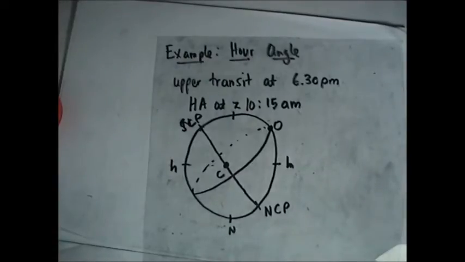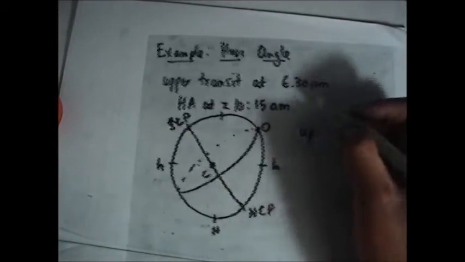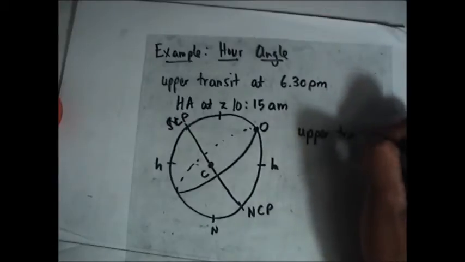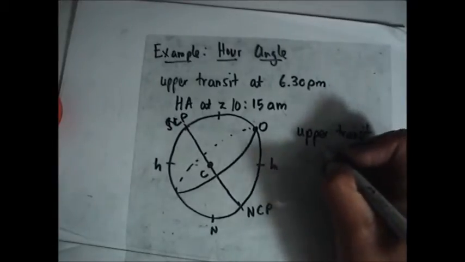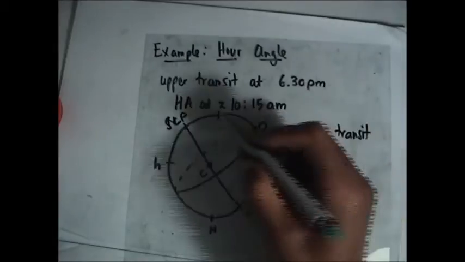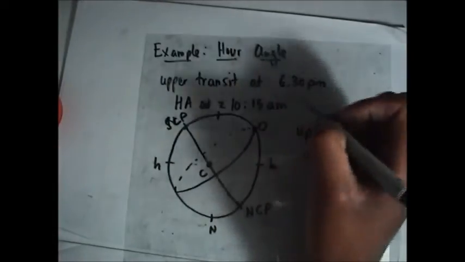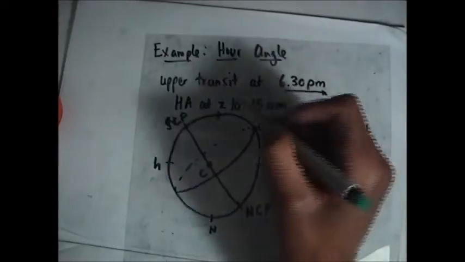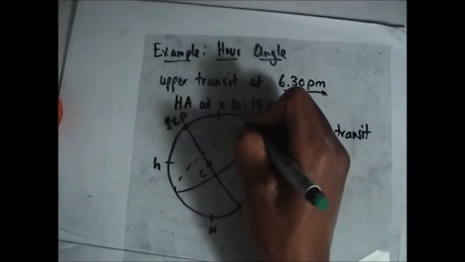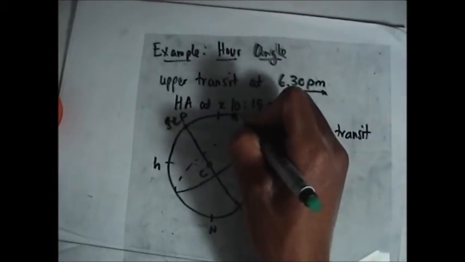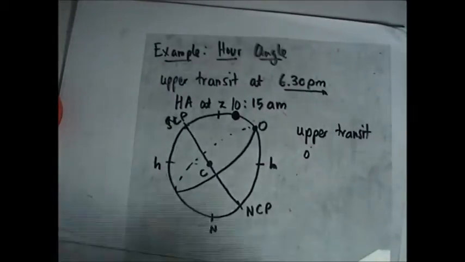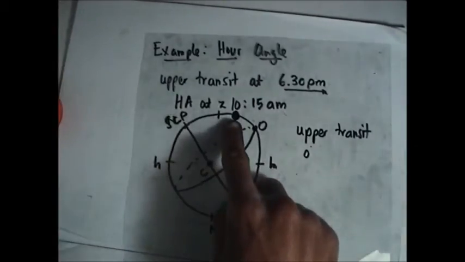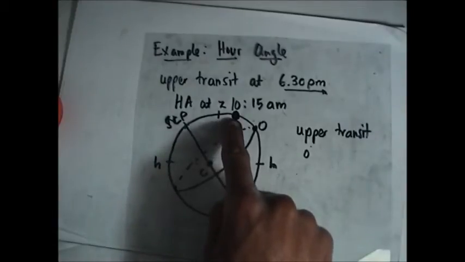We are told that a certain star is in upper transit at 6:30 p.m. That's what we are told, right? So upper transit, we know upper transit occurs when that star crosses the observer's celestial meridian. So this is the celestial meridian. It means at 6:30 p.m. it was crossing the celestial meridian. Let's just imagine the star to have been there at 6:30 p.m. This is where the star was at 6:30 p.m. It's upper transit.